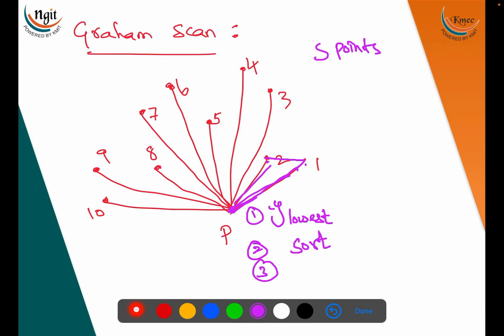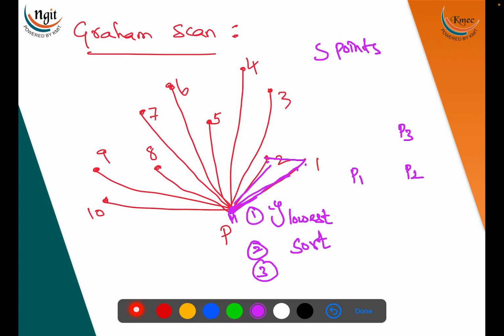On the other hand, if there were 3 successive points P1, P2, I'll draw here P1, P2 and P3, that form a right turn, then we can immediately eliminate P2 since it cannot lie on the convex hull.